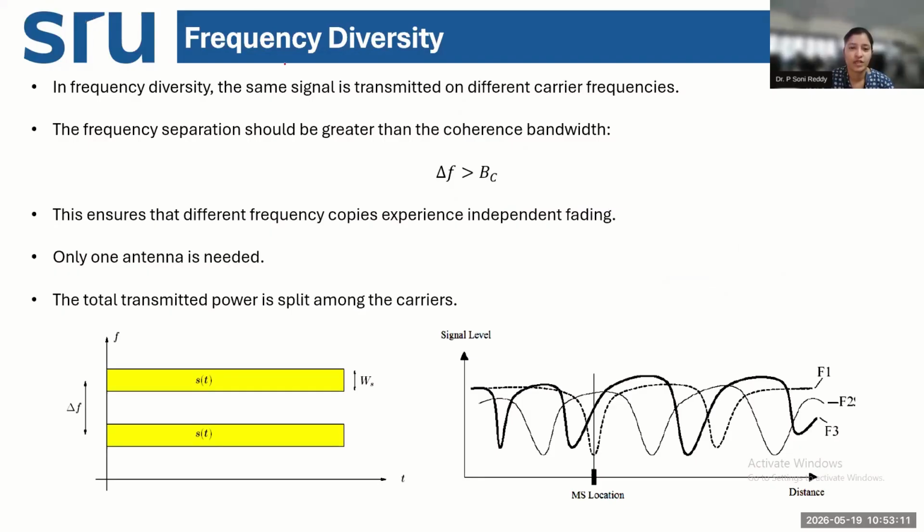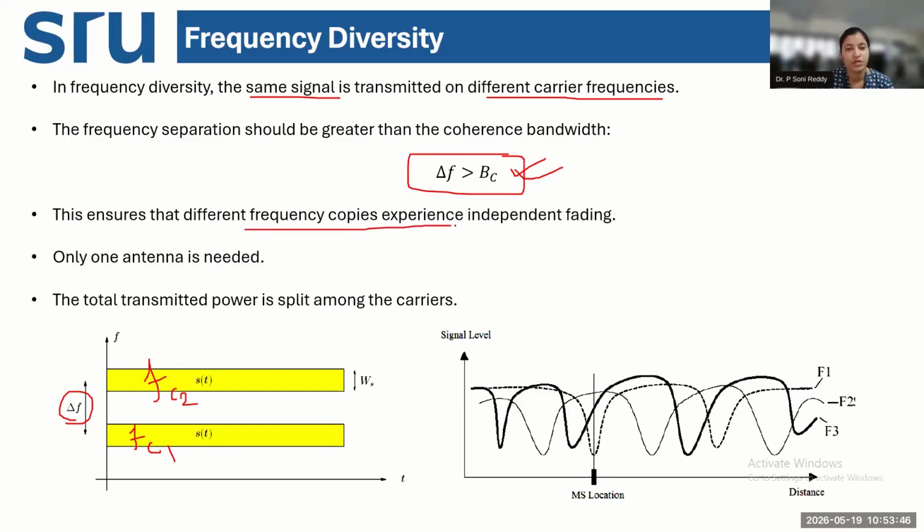Next comes frequency diversity. Frequency diversity, as I've already told you, means the same signal from the transmitter will be modulated using different carrier frequencies. For the first signal we will use carrier frequency FC1, and for the second signal we will use FC2. The frequency separation between the two carrier signals is called delta F. The condition is that delta F should be greater than the coherence bandwidth. Coherence bandwidth is the range of frequencies over which the channel remains unchanged. This condition is very important in order to enable different frequency components to experience independent fading effect.